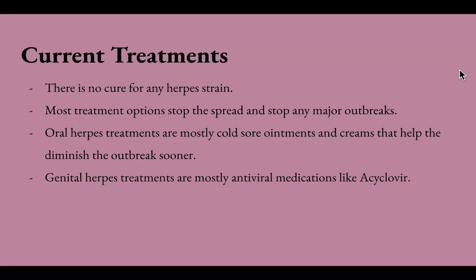Currently, there are no cures for the herpes strain. Most treatment options are to stop the spread and to stop any major outbreaks. Oral herpes treatments are mostly cold sore ointments and creams that can help diminish the outbreak sooner. And genital herpes treatments are mostly antiviral medications like acyclovir.